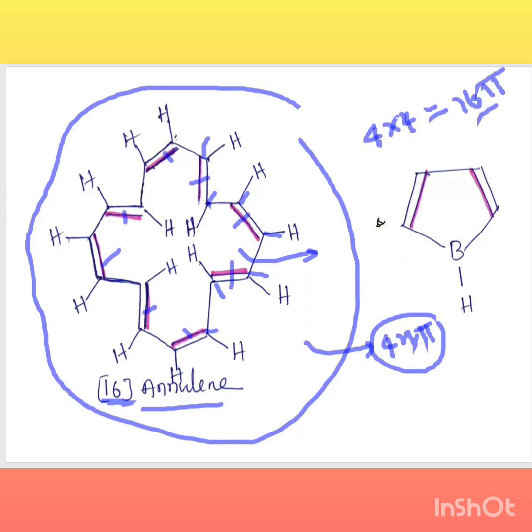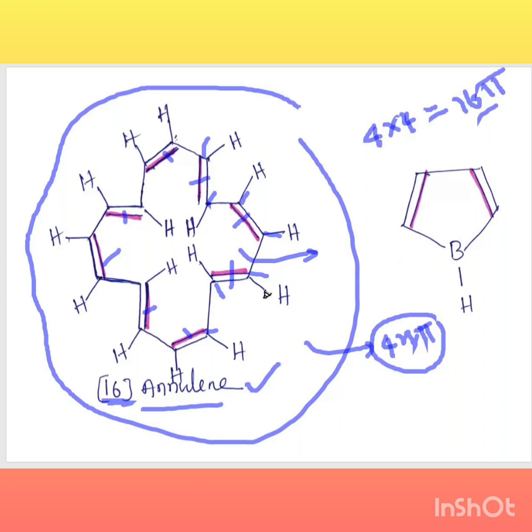16 pi electrons. Is 16 annulene a cyclic compound or not? Yes, it is a cyclic compound. Each atom shows sp2 hybridization. So 16 annulene shows the anti-aromatic property. It is a good example.